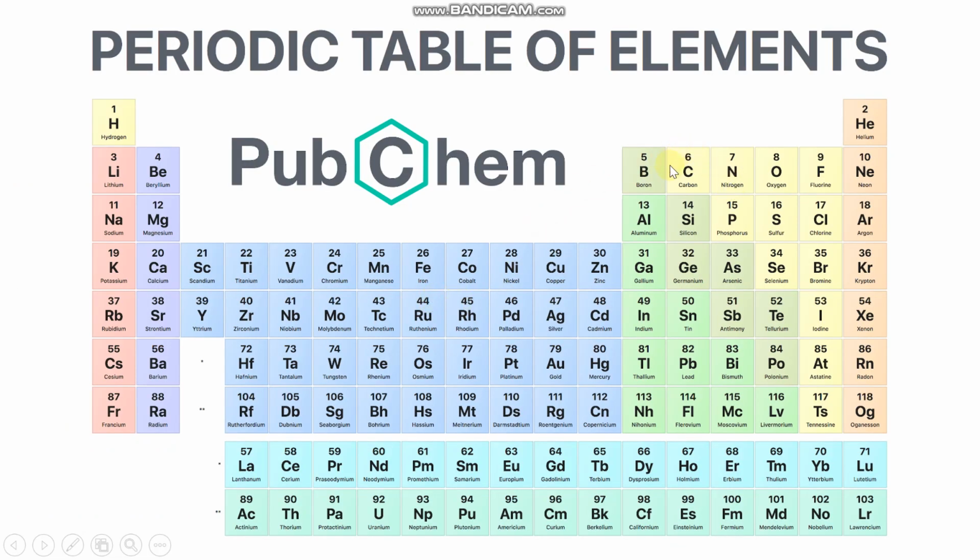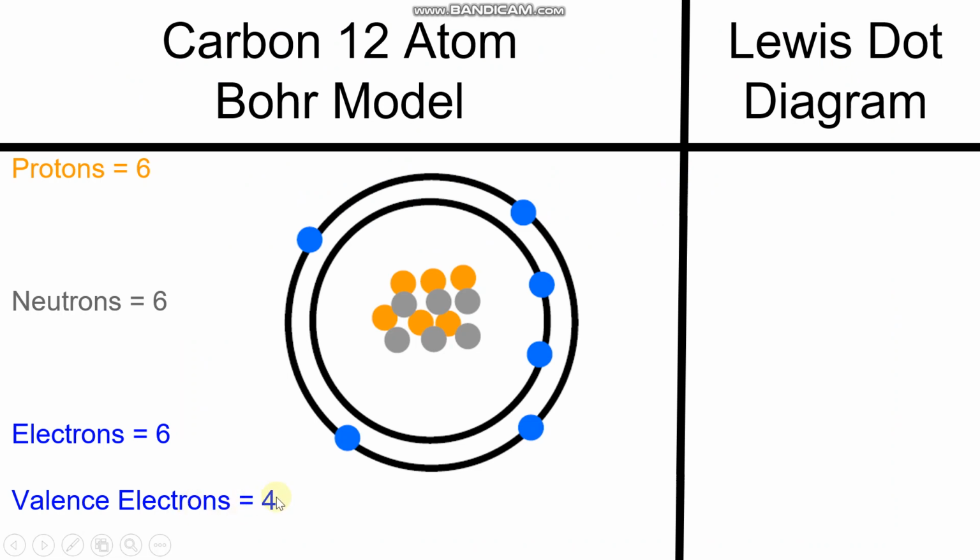So we find carbon on the periodic table. We start over here and we count how many over for carbon. So that's 1, 2, 3, 4. That means that carbon has 4 valence electrons.